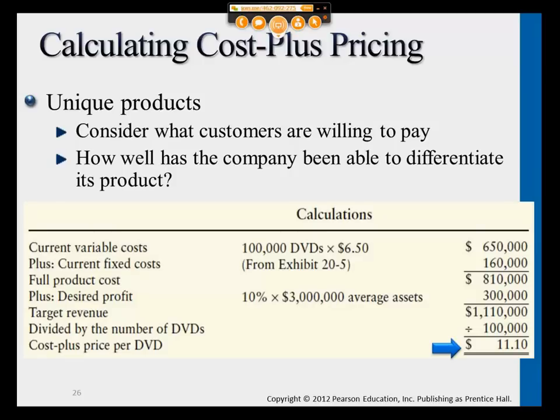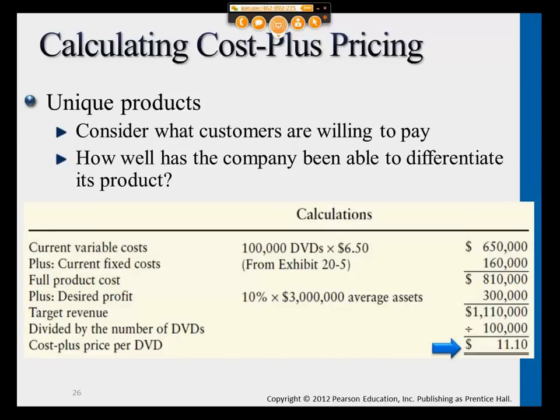So let's look at the calculations. We have current variable costs. We know how to calculate that: number of DVDs times the variable cost of each. We add current fixed costs. That way we calculate the full product cost. We also add the desired profit. We are price setters, so we're going to say we want 10% on top of that, of the average assets. That's how we'll calculate our profit.